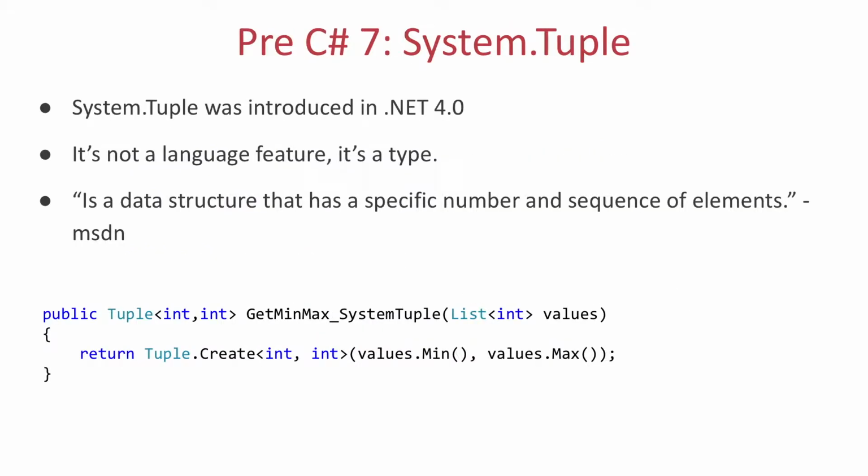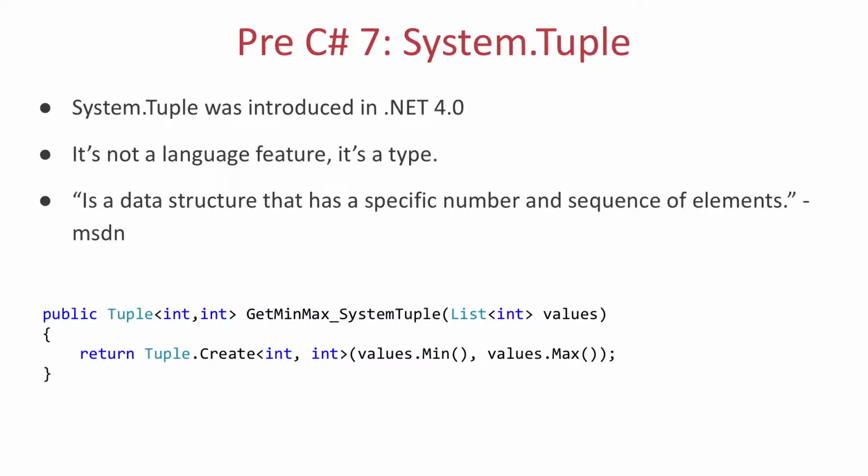I mentioned System.Tuple or classic tuples before. If you are not familiar with that, here is a quick recap. The System.Tuple type was introduced in .NET 4.0. On this slide, you can see the implementation of the GetMinMax method with System.Tuple. This also compiles in older C# versions. Interestingly, what we saw before with the C#7 syntax has nothing to do with this System.Tuple.